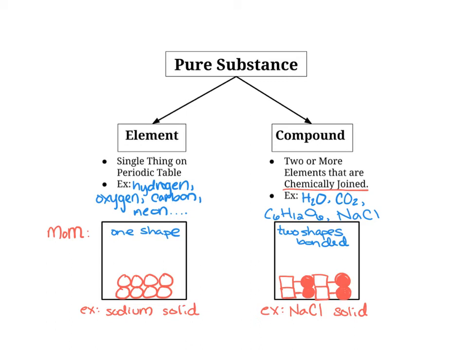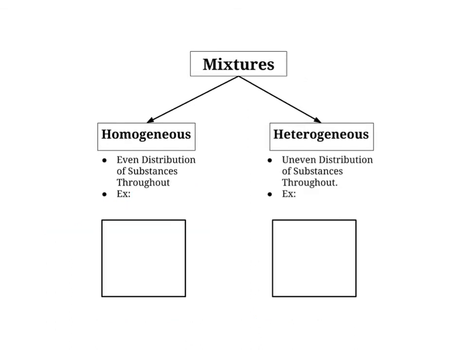Now we're going to go back and look a little bit closer at mixtures. So remember, mixtures are 2 or more substances that are not chemically joined. That's different than a compound because a compound is chemically joined. They're bonded together. These are things that are mixed together in the same container, but are not bonded to each other, so we can separate them. There's 2 different types of mixtures. The first one is a homogeneous mixture, and the second being a heterogeneous mixture.